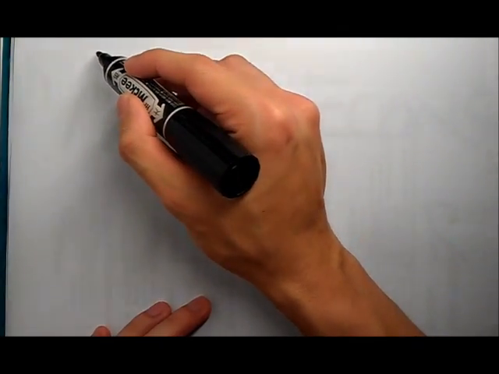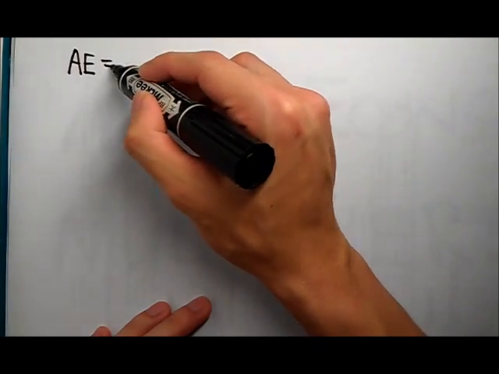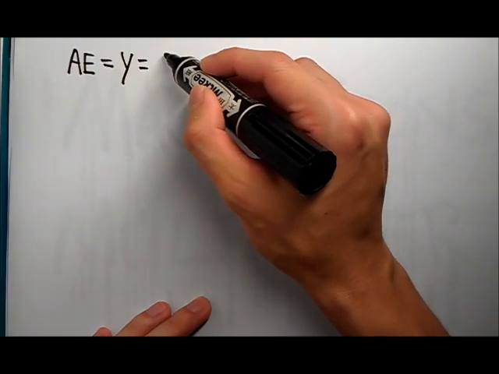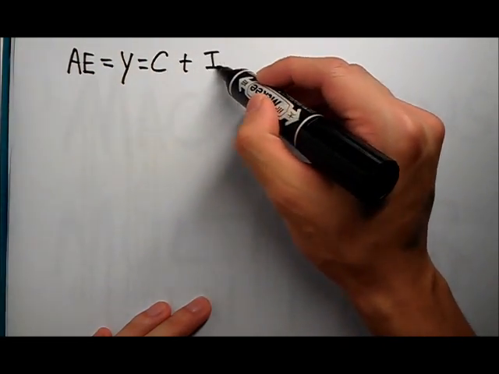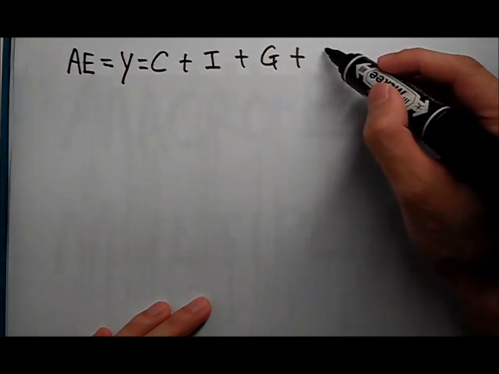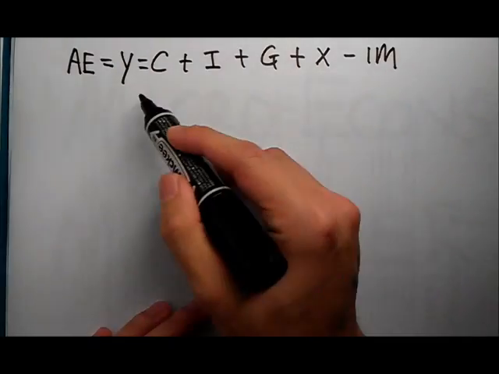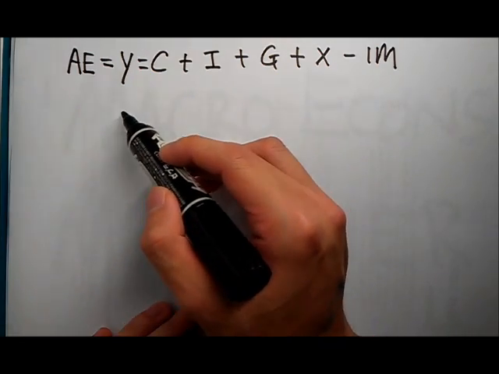Basically we know that aggregate expenditure, which at equilibrium also equals income, is composed of household consumption plus investment plus government spending plus your exports minus your imports. So this is the very basics of it, and let's go through one by one.